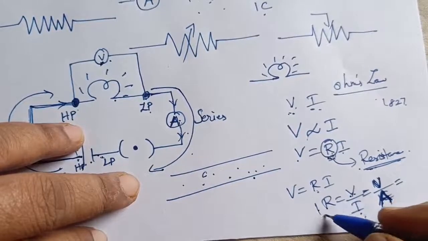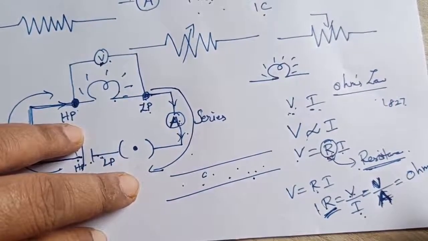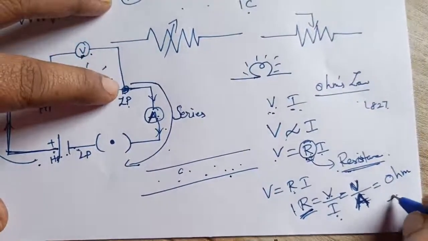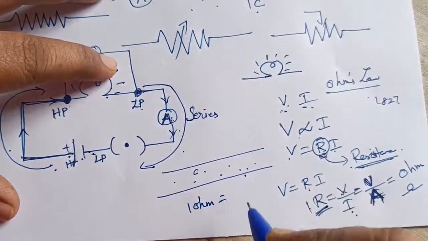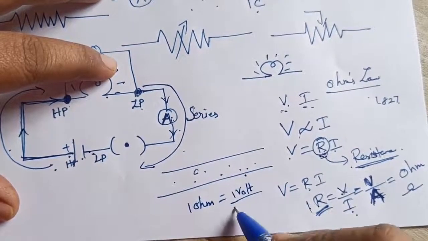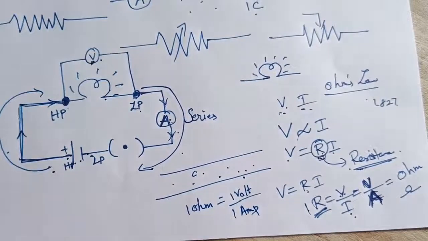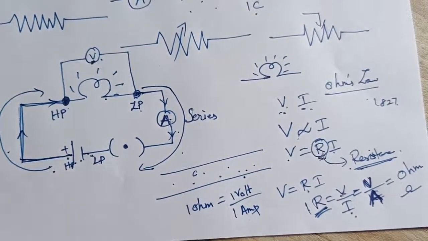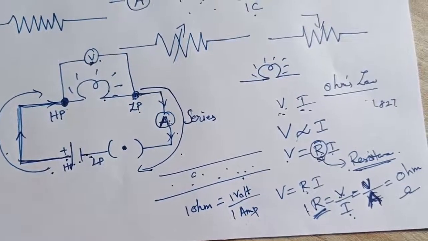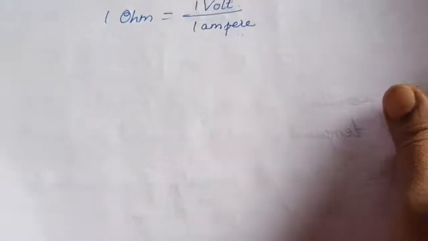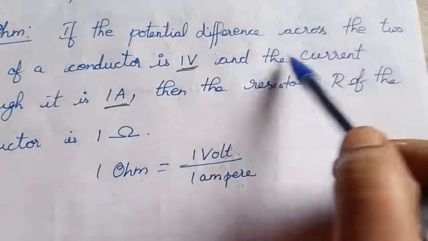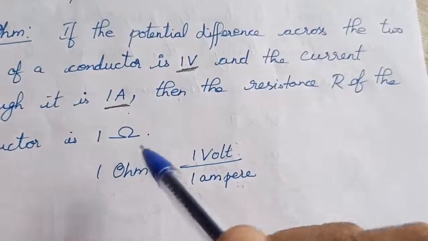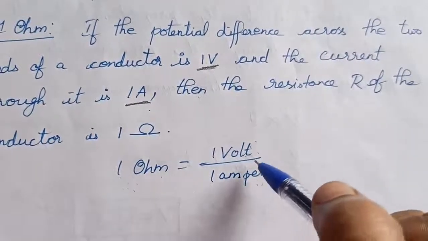The SI unit of resistance is ohm, and we represent ohm by the symbol omega. 1 ohm is equal to 1 volt by 1 ampere. So we have seen up to that only, right? 1 ohm is when the potential difference across the two ends of the conductor is 1 volt and the current flowing through it is 1 ampere, meaning the resistance R of the conductor is 1 ohm. 1 ohm equals 1 volt by 1 ampere, right?